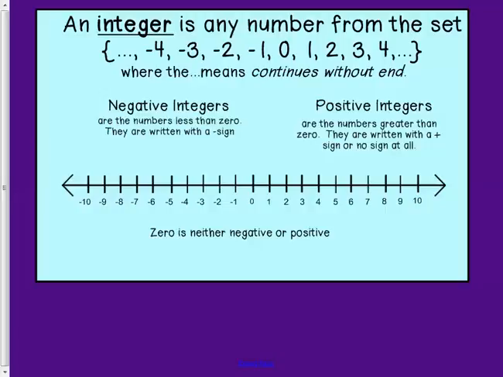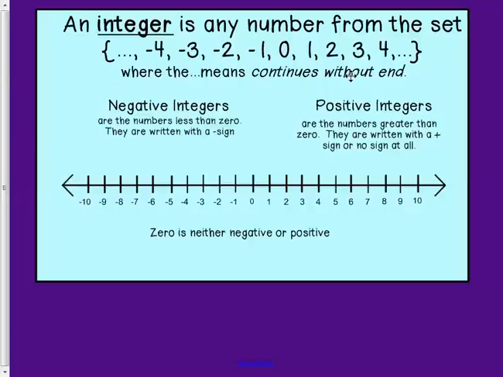Hey guys, today we're talking about integers and absolute value. An integer is any number from the set below. The ... on both ends means that the positives go on forever as well as the negatives. Now, the cool thing about integers is they mirror each other.